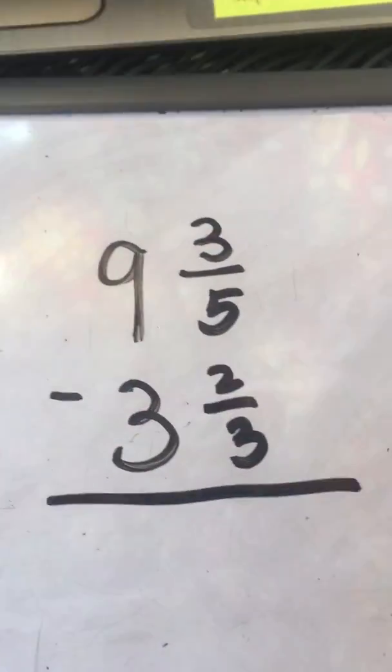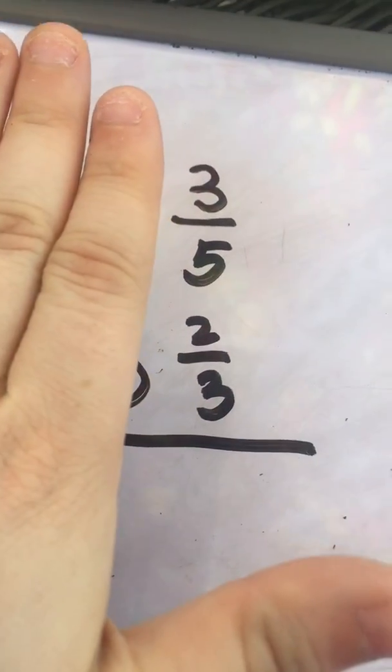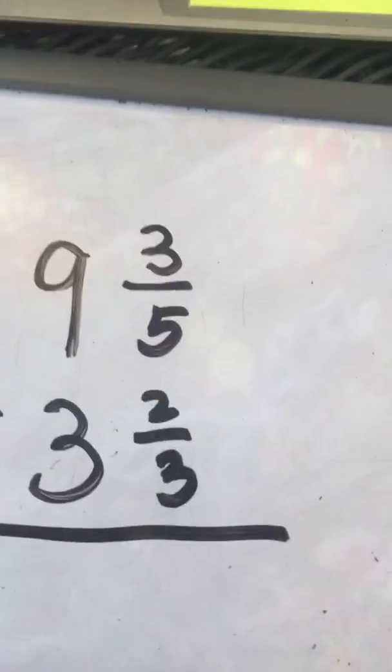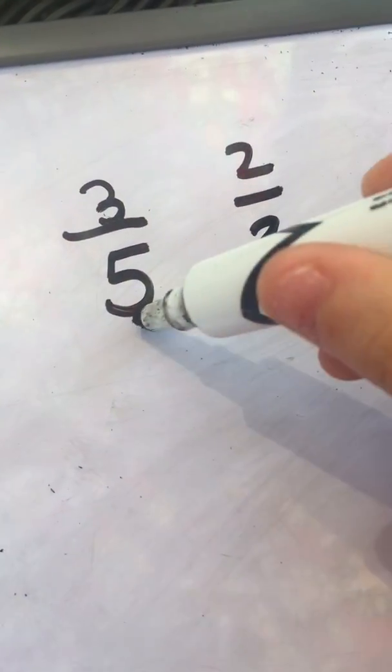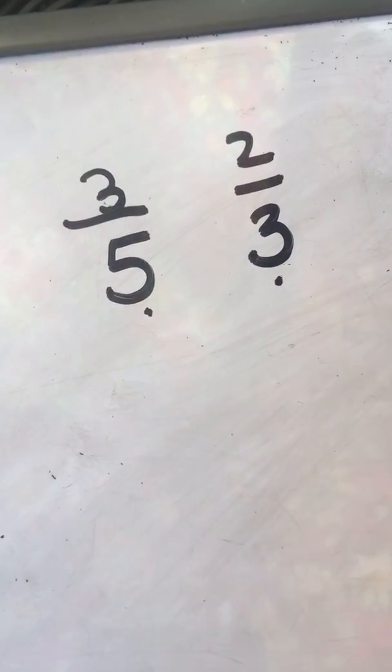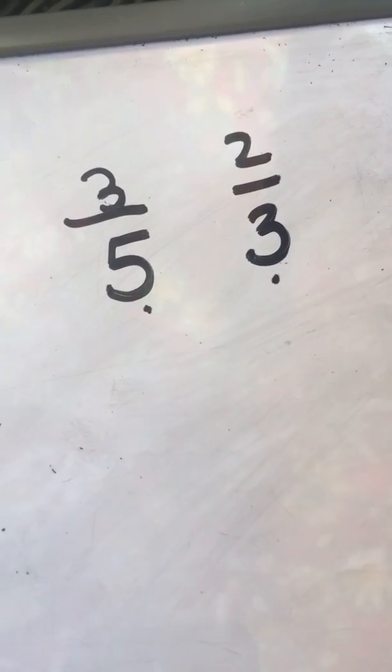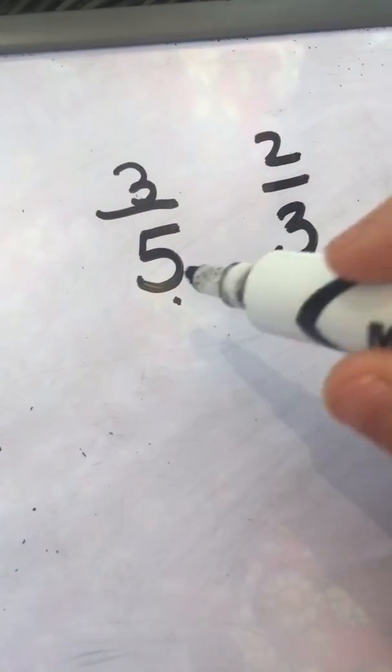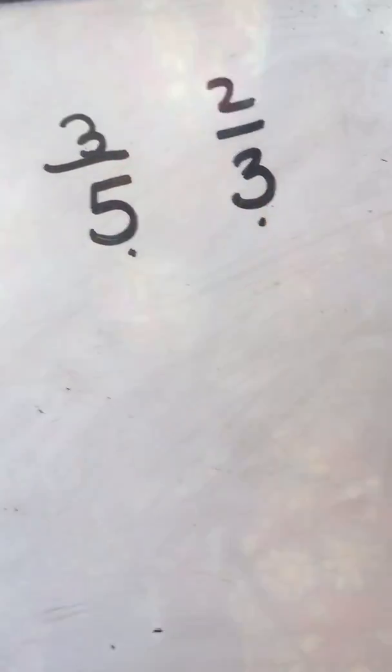Okay. In class, I tell you to ignore the whole numbers and just focus on the fraction part first. So let's take a look at our fractions. We have 3/5 and we have 2/3. First question I always ask is, do they have the same denominator? Are they like denominators? And my students would say, no, they're obviously different, 5 and 3. So we need to find our least common multiple.